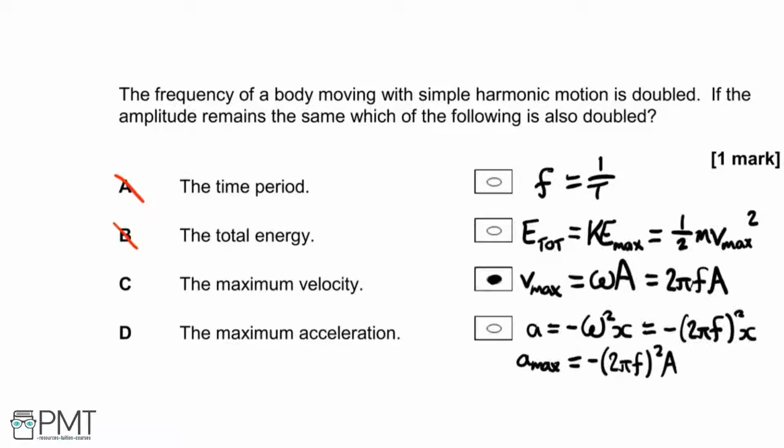And as you can see there, the maximum acceleration is also proportional to the frequency squared. So doubling the frequency would quadruple the maximum acceleration, so it can't be D either. So the correct answer is C.